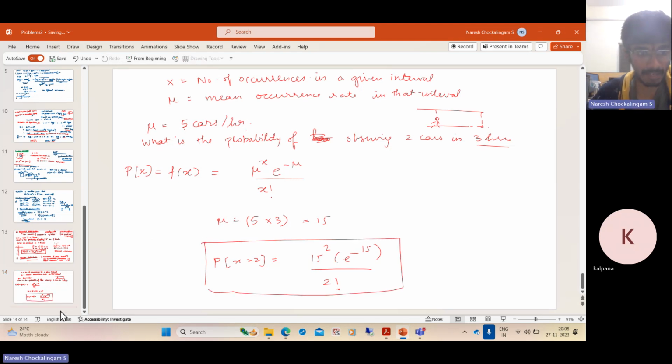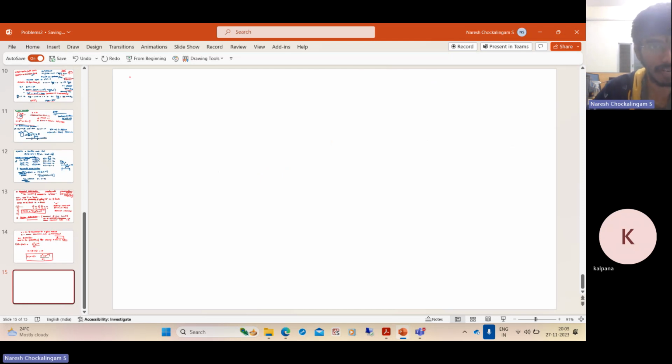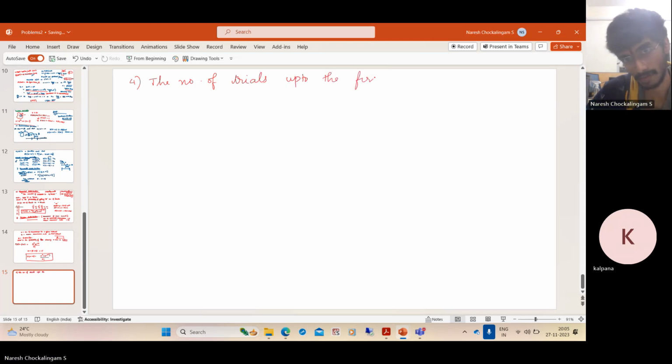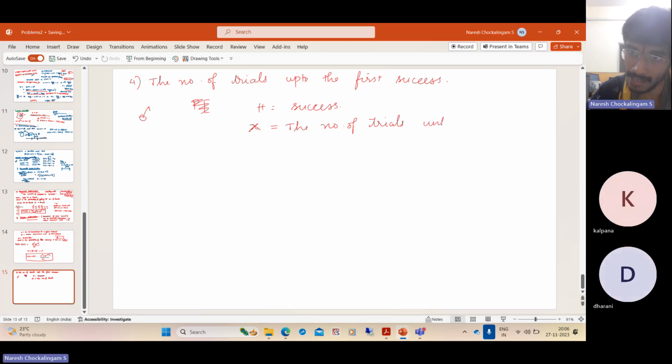The other kind of discrete random variable is the hypergeometric distribution. So whenever you have the number of trials up to the first success, suppose you do the same coin tossing experiment, you can have either a head or a tail. Suppose the question is such that you keep performing trials until you achieve the first head. So you say head is a success, and let us define the random variable x as the number of trials until the first success.